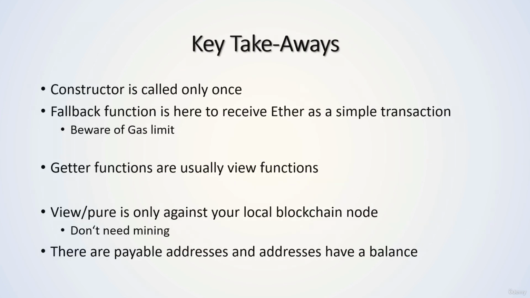All right, that's what I wanted to talk about. What are the key takeaways here? The constructor is called only once, during deployment. The fallback function is here to receive ether as a simple transaction, but beware of the gas limit. The getter functions are usually view functions, so you can usually safely assume that it's a view function. View and pure only run against your local blockchain node, don't need mining, and don't really cost anything. And there is a payable address, and addresses have a balance.